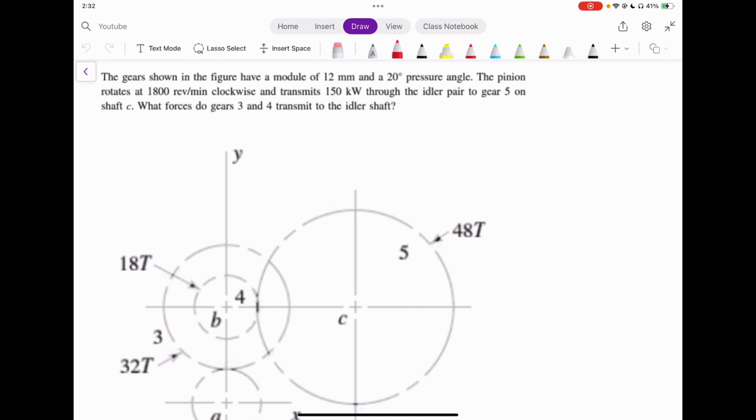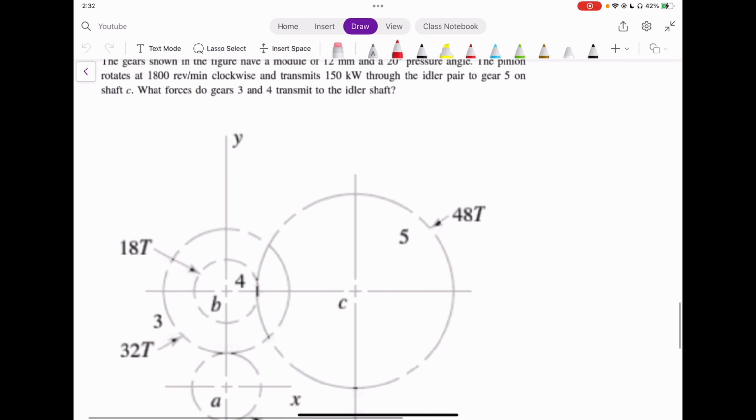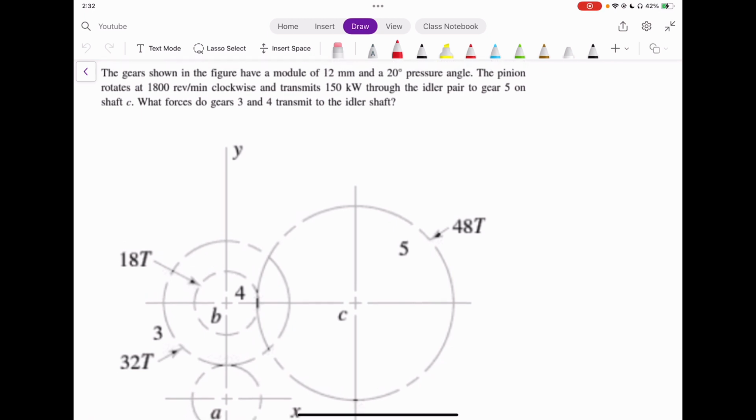So it says here that the gears shown in the figure have a module of 12 millimeters and a pressure angle of 20 degrees. The pinion rotates at 1800 RPM clockwise and transmits 150 kilowatts through the idler pair to gear 5 on shaft C. So we can see that here in the question, we already get this hint that the 150 kilowatts gets transmitted throughout. So the power is throughout 150 kilowatts, and it gets transmitted to gear 5.